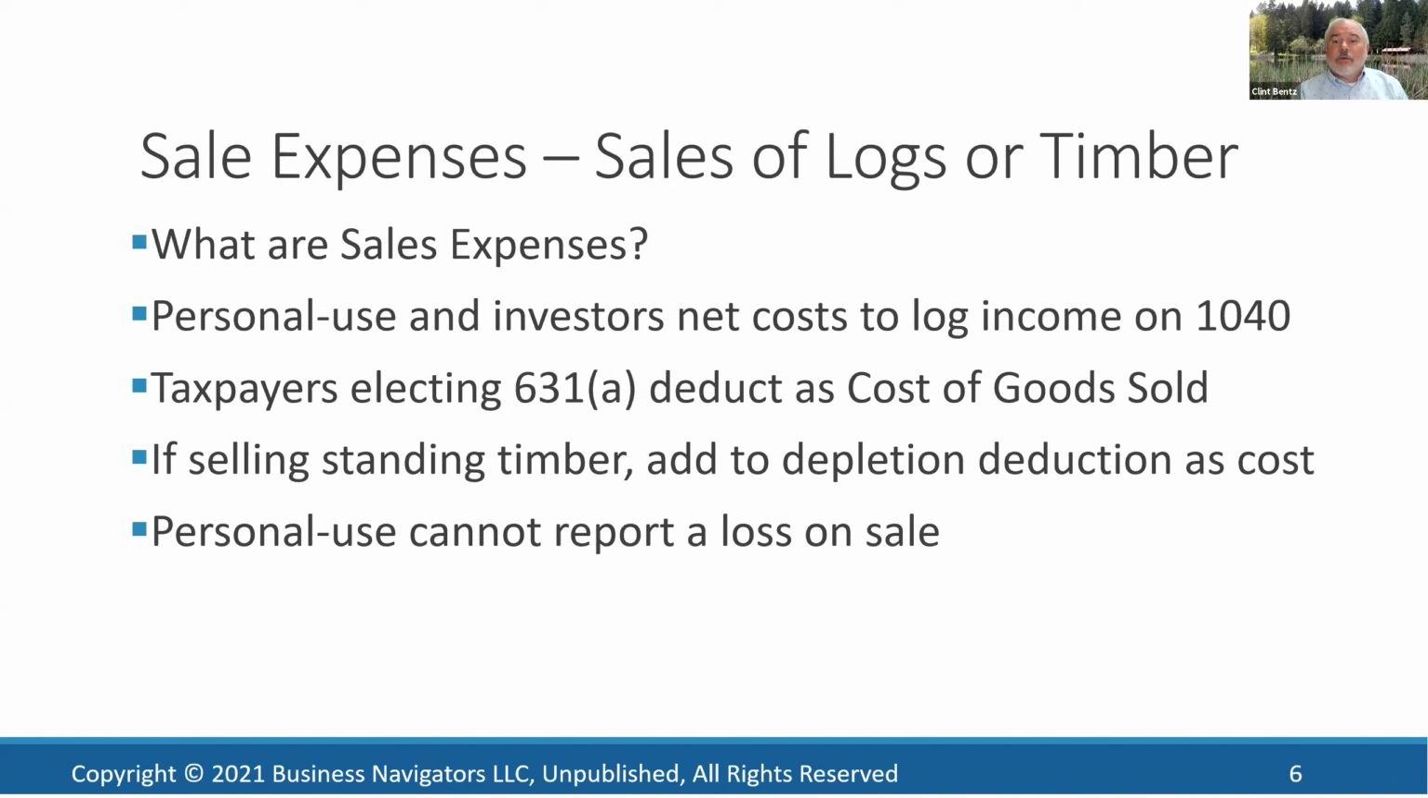If you're electing 631A, again, the sale expenses would be deducted as a cost of goods sold along with the harvest expenses. And just a reminder again, if you're a personal use, you're selling off your residence, you cannot report a loss on the sale of what is called a personal asset.